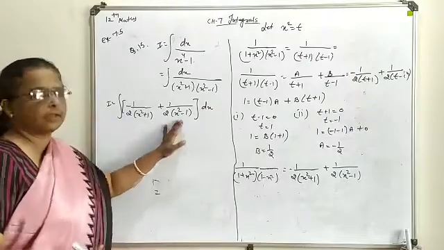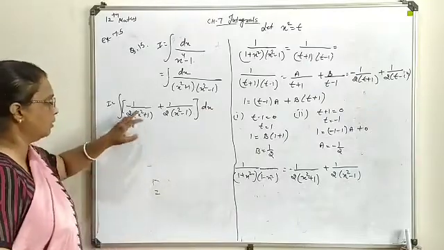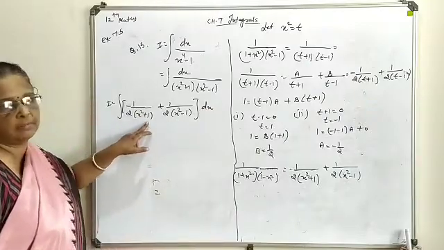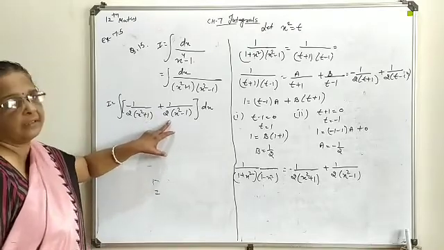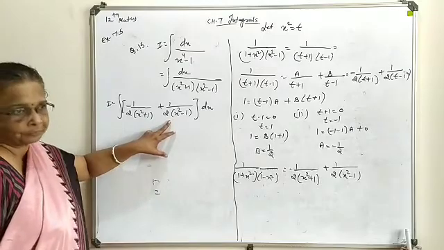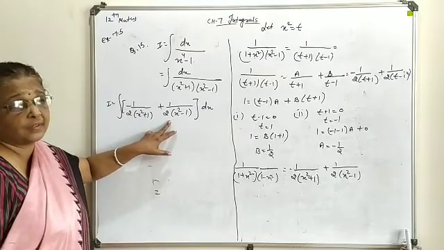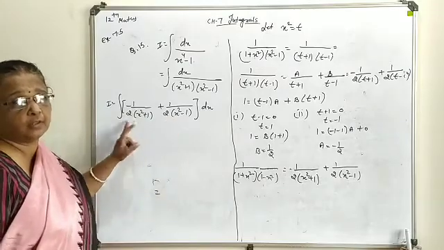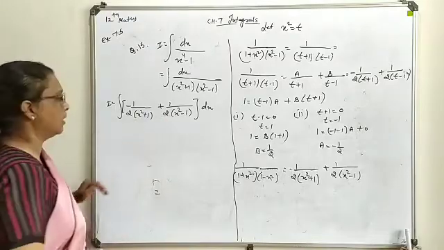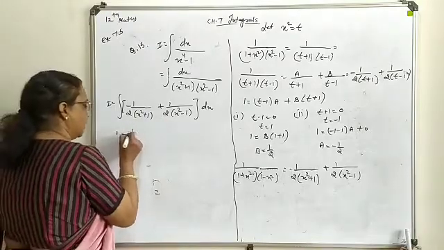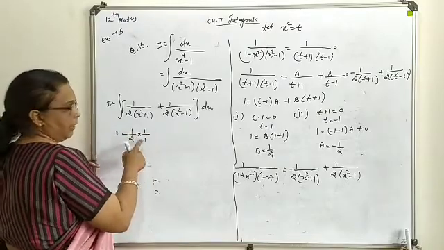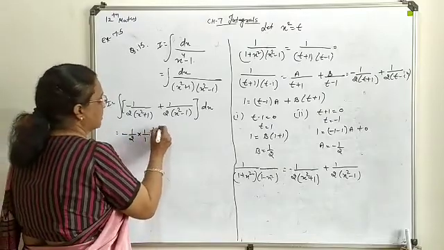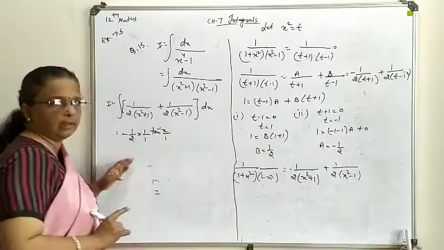Now we will write integration for both the functions. 1 upon x square plus 1 means 1 upon a tan inverse x by a. 1 upon x square minus 1 means 1 upon 2a log of (x minus a) upon (x plus a). So for these two we will write the integration over here. So this is your minus half outside, 1 upon a is 1 here, and this is tan inverse x upon a.